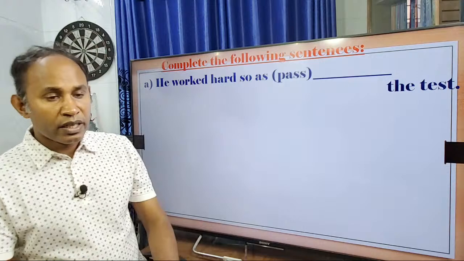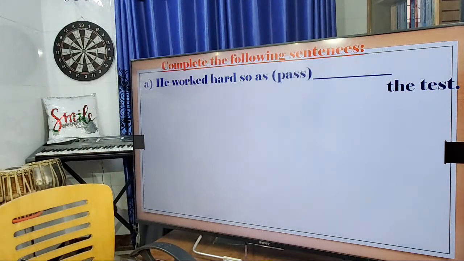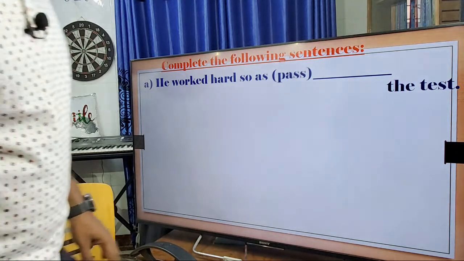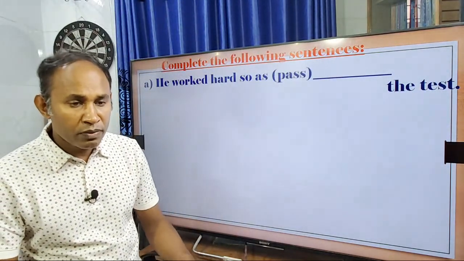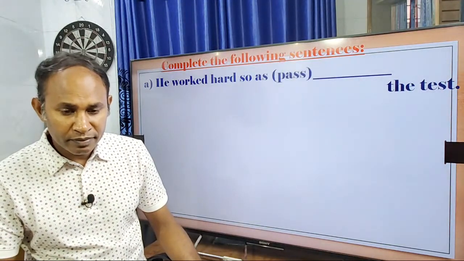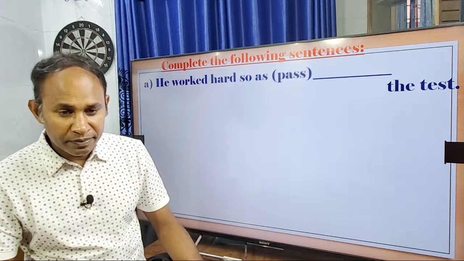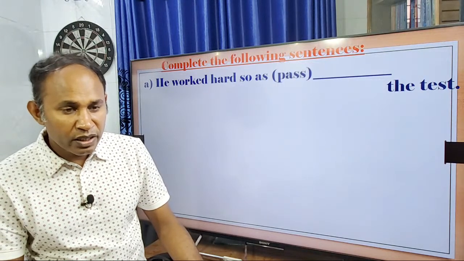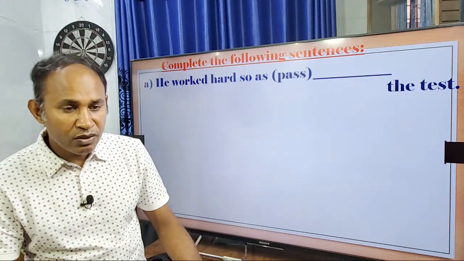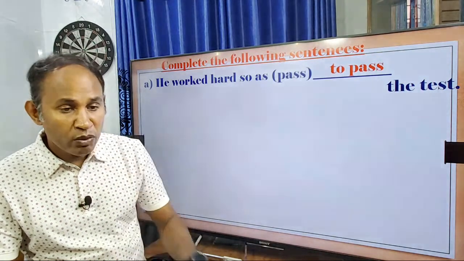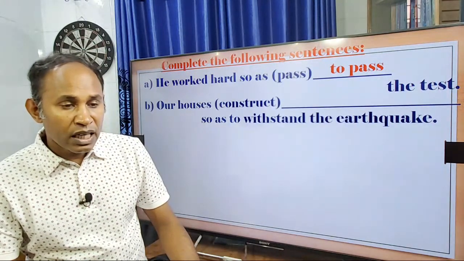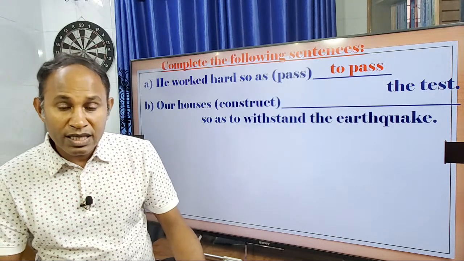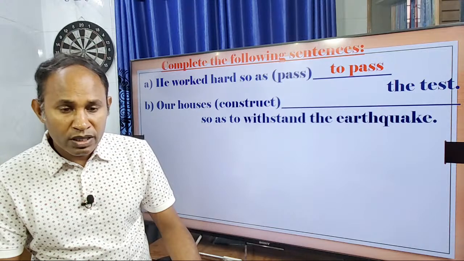He worked hard so as pass the test. He worked hard so as to pass the test. That's the right answer. Good, congratulations. So you worked so as to pass the test, and to pass is the right answer. We are going next. Our houses construct so as to withstand the earthquake.